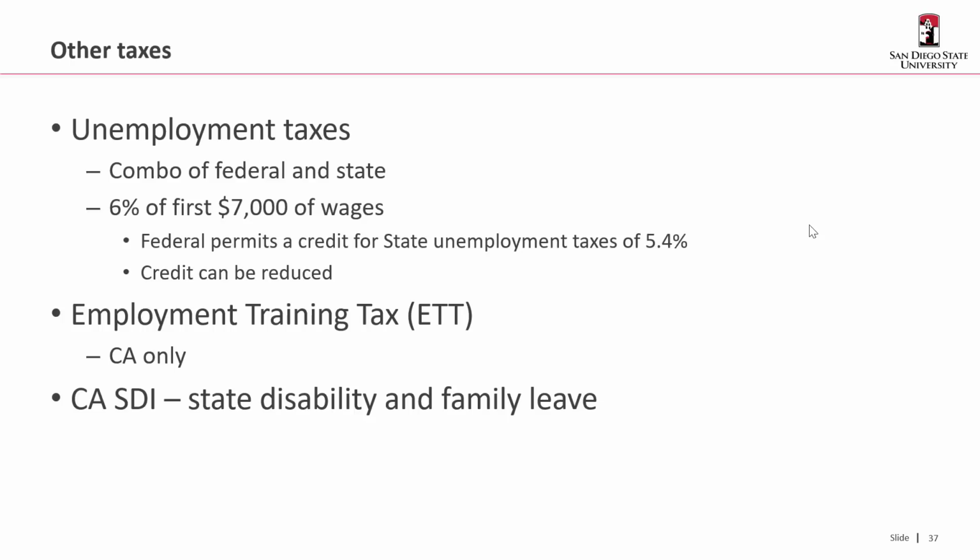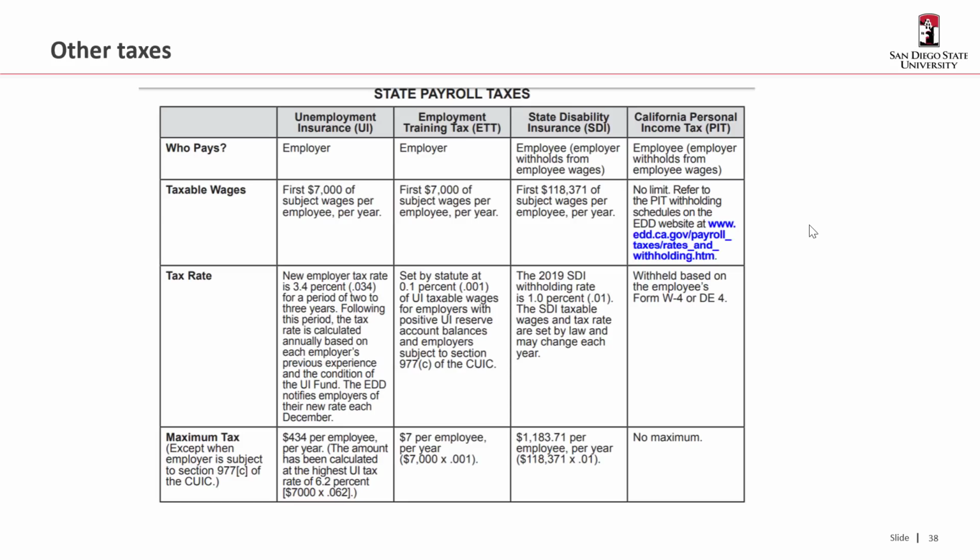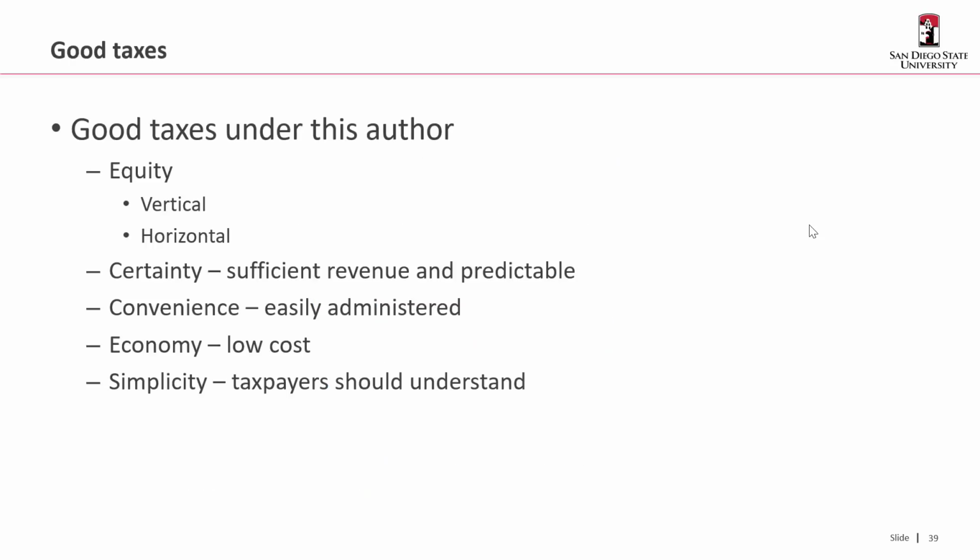So there's also an employment training tax. That's in California only. And California has something called the State Disability and Family Leave Act, which is California SDI, which collects money from, again, employees in this case, to help pay for disability and family leave. So if you were curious about what happens with all these taxes, this is a handy chart that's provided by the state of California that shows what these taxes are, what they're for, and what they're spent on. And feel free to read that at your leisure.